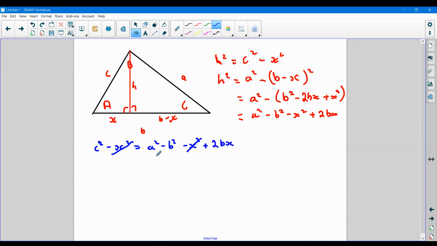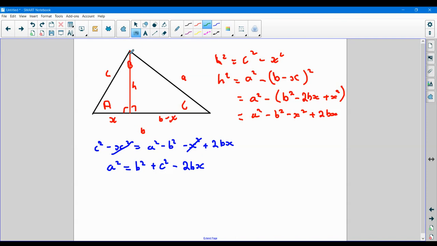Just going to rewrite it, and I'm going to make a the subject of the equation. So I've got a squared, and I've got c squared plus b squared. Let's write that in alphabetical order. So it's b squared plus c squared minus 2bx. Now, this x here, I don't really want this in my last equation, so I want to find something to do with this x and replace this x.